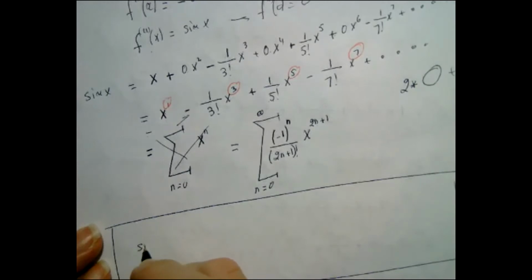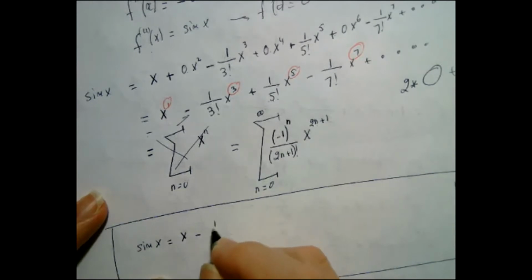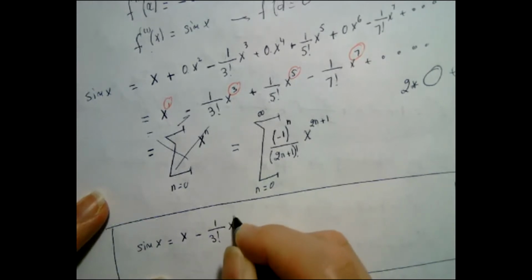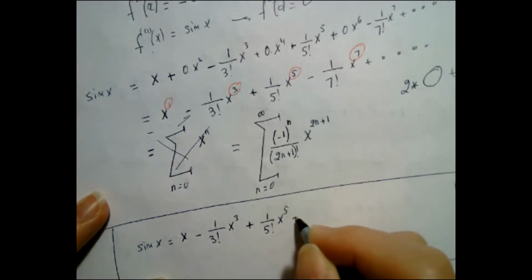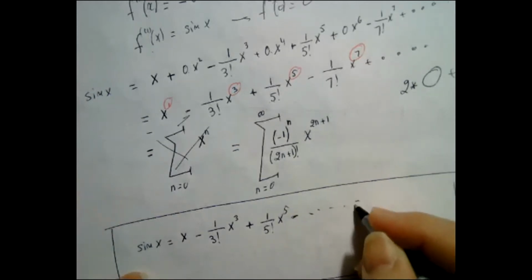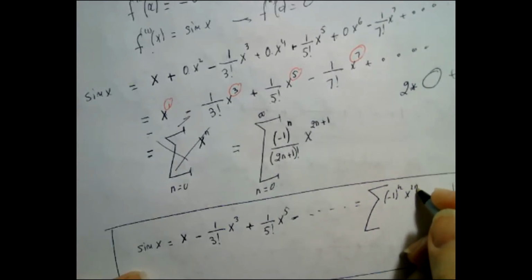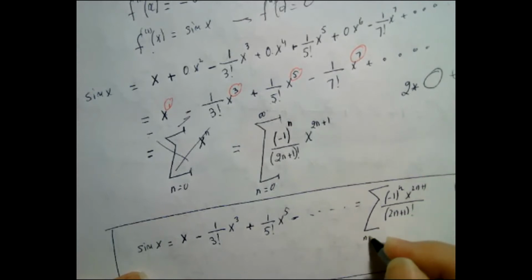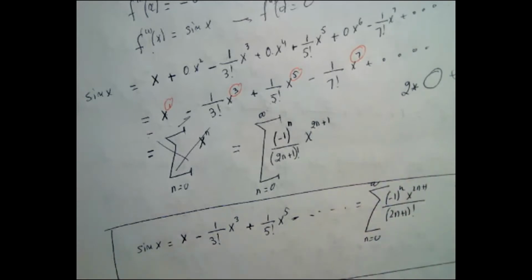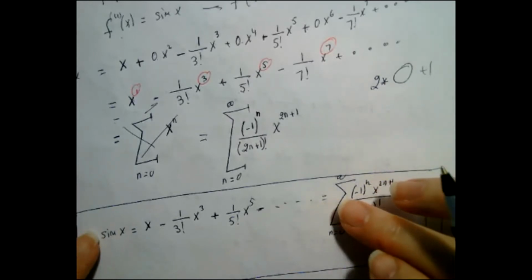So sine x is equal to x minus 1 over 3 factorial x cubed plus x to the power 5, et cetera. In sigma notation, it's the sum of minus 1 to the n, x to the power 2n plus 1, over the quantity 2n plus 1 factorial. So the sine x will only involve the odd powers of x. And then there is the interval of convergence. It means for which x's this equality will hold.